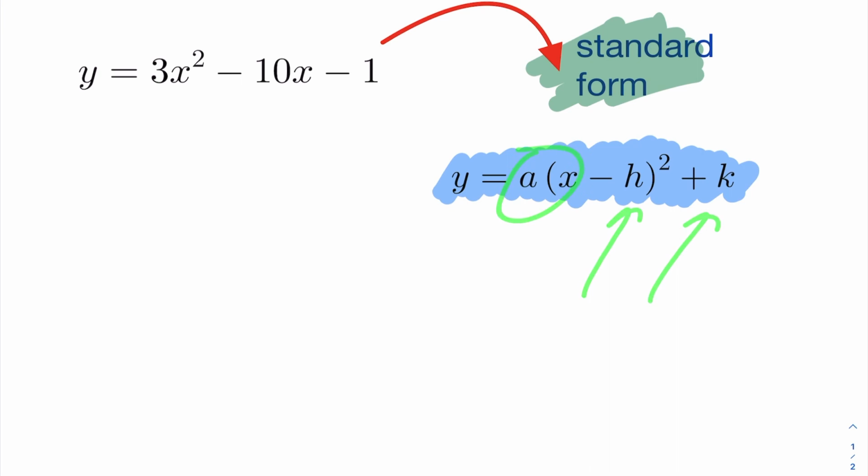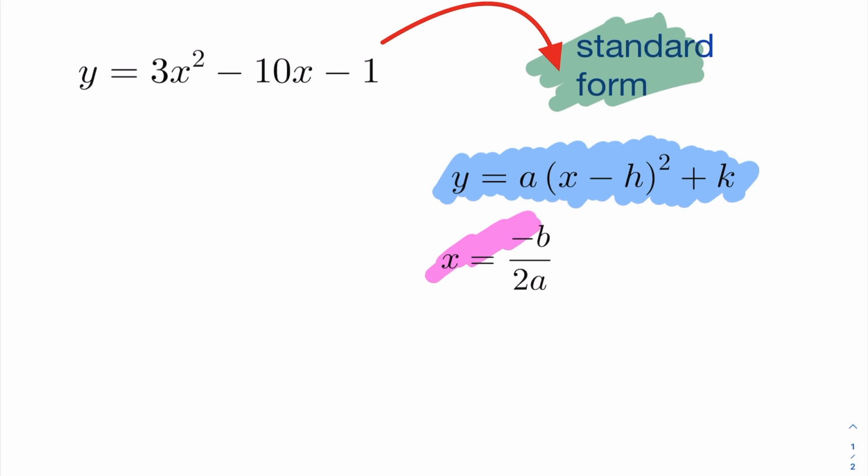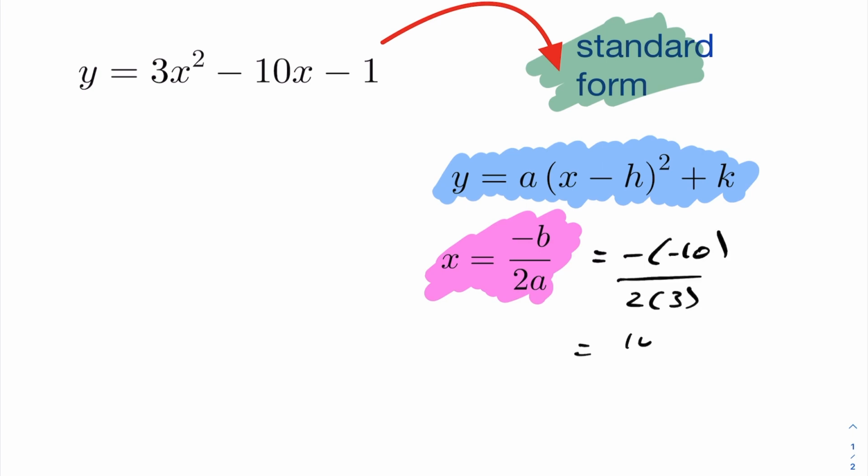So I need to find the h and k values here. The a value I already have. It's going to be the same as the a value that I have in standard form. So the goal here is just to find the vertex. Recall that to find the vertex, we know the formula for the axis of symmetry is x equals negative b over 2a. That's going to give me my axis of symmetry here. So subbing this in here, we're going to get negative b, so negative 10 over 2 times a, which is 3, gives us 10 over 6, which we can reduce, dividing top and bottom by 2, giving us 5 over 3. So I know the x-coordinate of my vertex is 5/3.